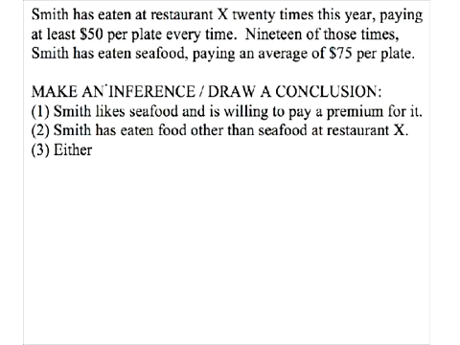So what I'm going to do is erase your answers, and I'm going to have you give me A, B, or C for this. So let's take the numbers away and put letters in there. Give me an A if your inference or conclusion is that Smith likes seafood and is willing to pay a premium for it. Give me a B if your inference or conclusion is Smith has eaten food other than seafood at this restaurant. And give me a C if your conclusion is either of those two could be right. So go for it. Again, please use the answer buttons to do this.